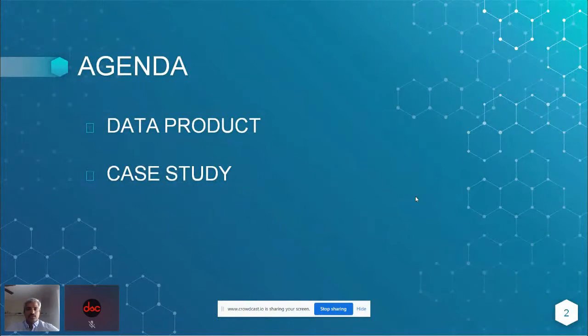So as an agenda today, I want to talk about what a data product is and why we're using it within Regions, and go through a case study.